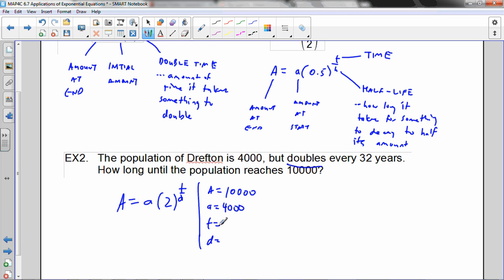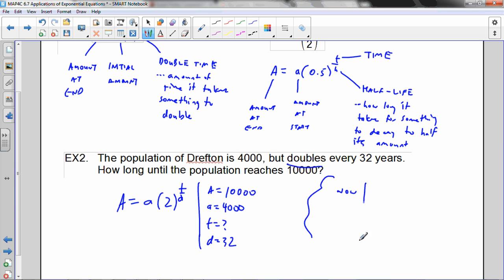T, it doubles every 32 years. That's the doubling time, and we want to know how long until it grows from being a town of 4,000 to a city of 10,000. And I'm actually going to use the second technique, which is the graphing calculator, TI-83 graphs. But before I do, let's just think about this.